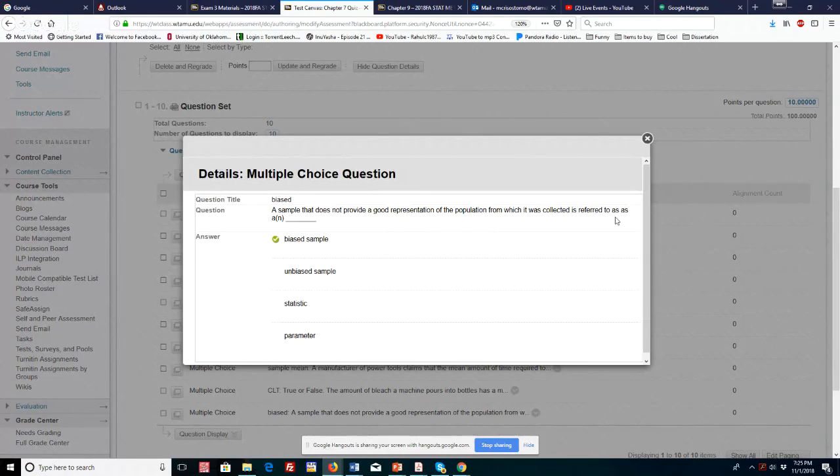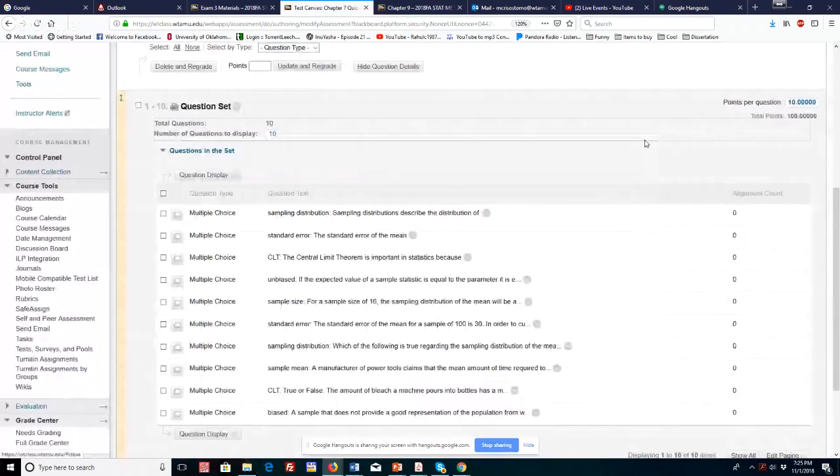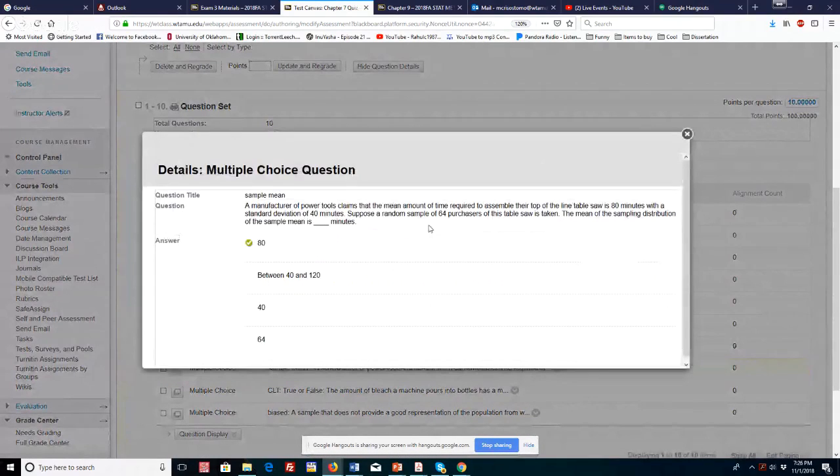The manufacturer of power tools claims that the mean amount of time required to assemble their top-of-the-line table saw is 80 minutes with a standard deviation of 40 minutes. Suppose a random sample of 64 purchasers of this table saw is taken. The mean of the sampling distribution of the sample mean is, okay, so in order to answer this question, you do have to understand what a sampling distribution is.